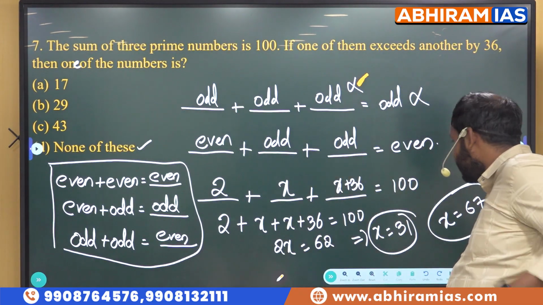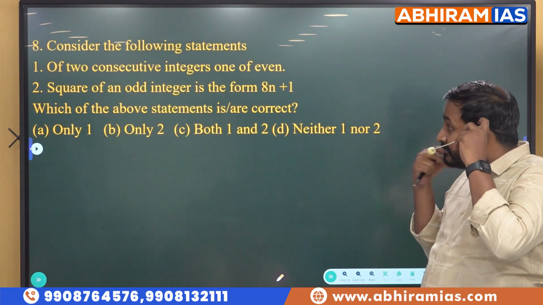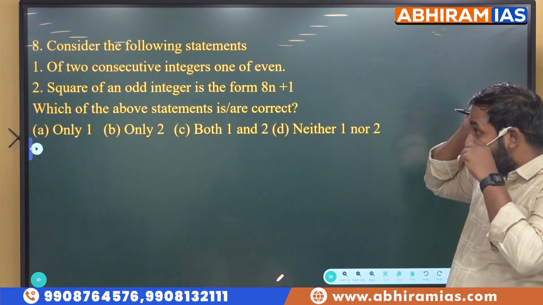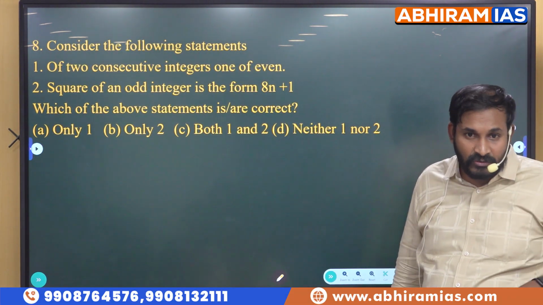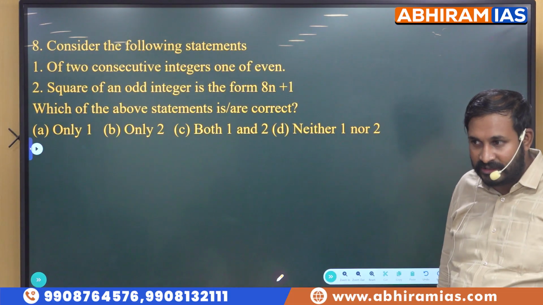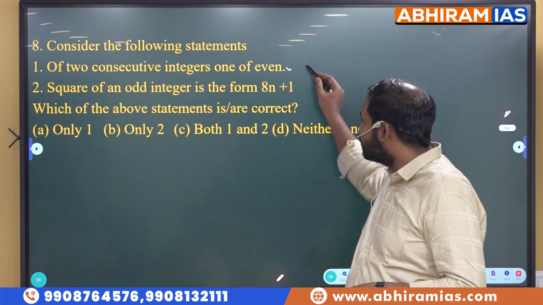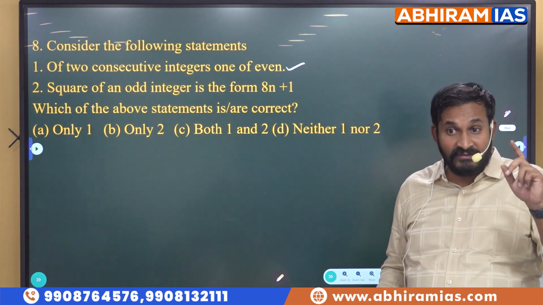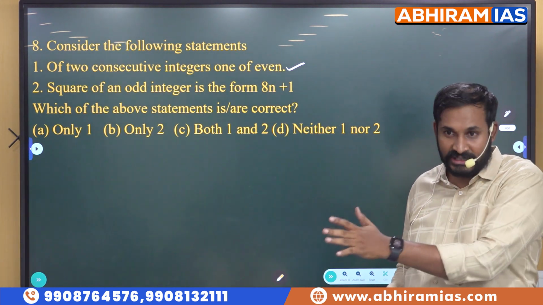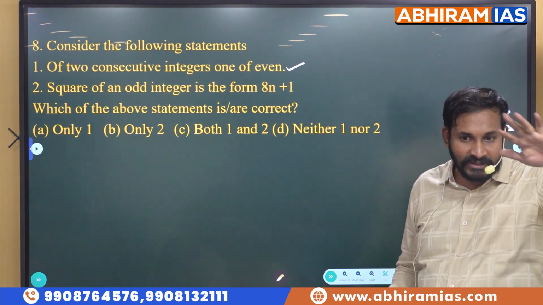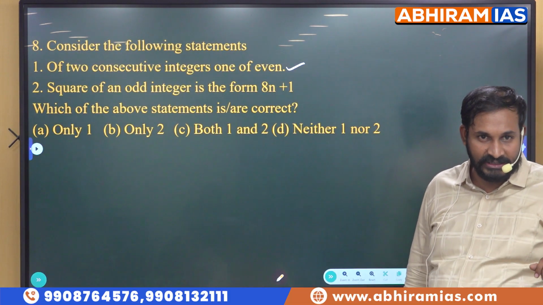Okay, write down. Next one, consider the following: of 2 consecutive integers, one is even. Yes, true. Take any 2 consecutive integers, one is even, obviously. Even means at the integer level we will decide even and odd, not at the natural numbers level. At the integer level we will decide even integer or odd integer.